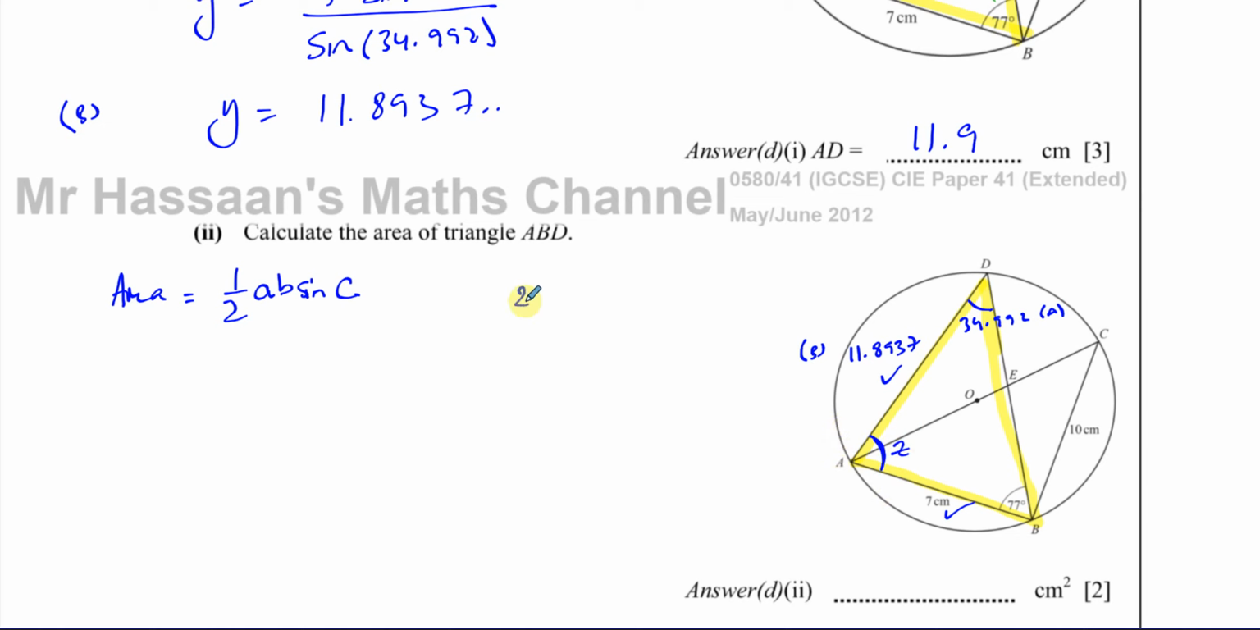So I can say the angle Z here, or let me just call it by its actual name, this is angle DAB or BAD. So angle DAB is going to be 180 minus, it's basically the third angle, we know the other two angles, minus 77 plus 34.992. So this will be angle DAB.